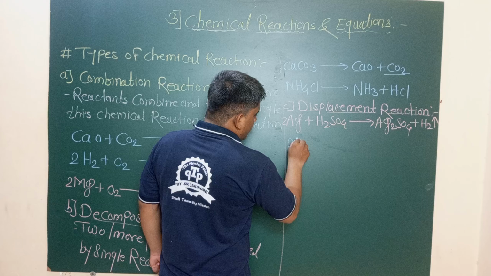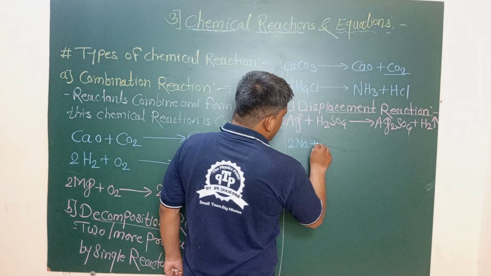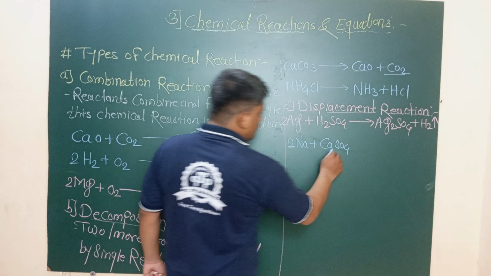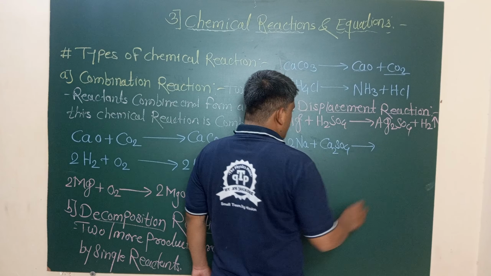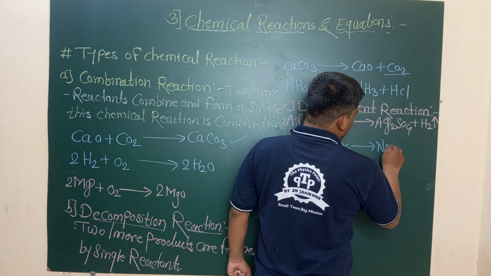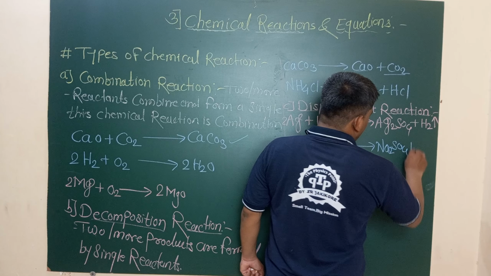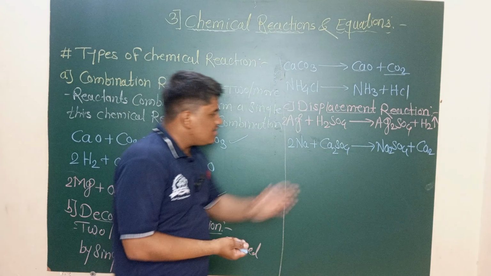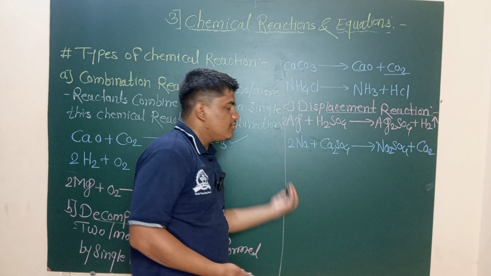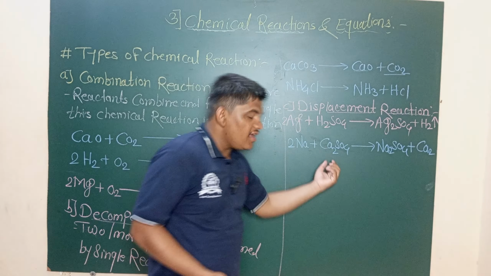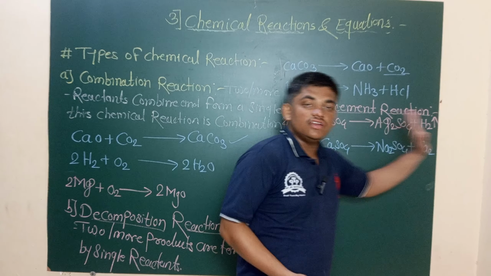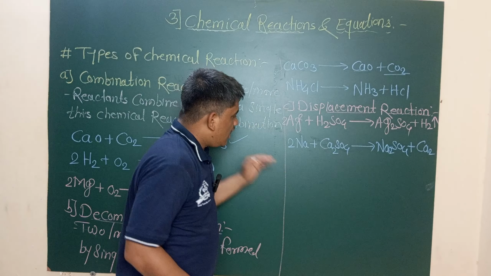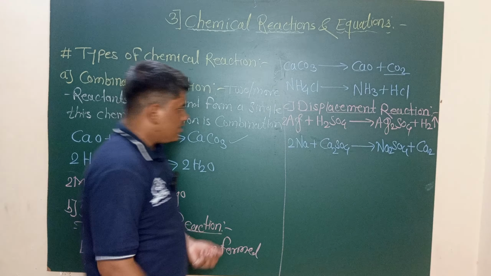When sodium reacts with calcium sulfate, CaSO4, to give sodium sulfate, Na2SO4, plus calcium. The calcium is less reactive compared to the sodium. That means sodium gets replaced in the place of calcium. Calcium gets released to form the sodium sulfate. This is another type of chemical reaction.